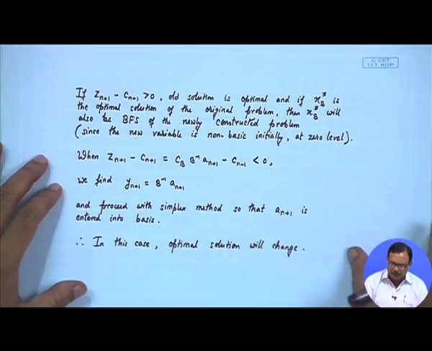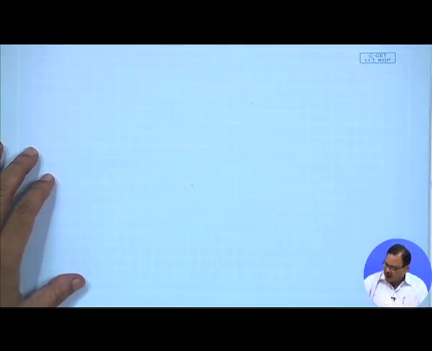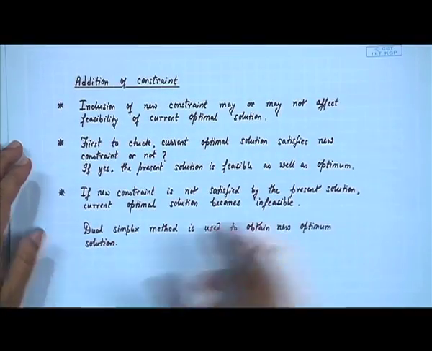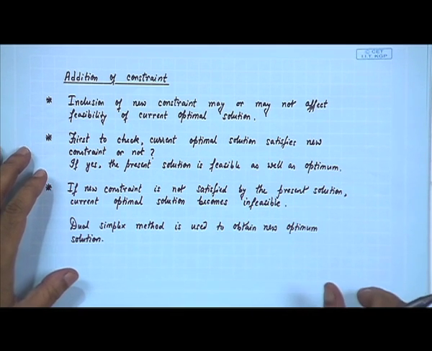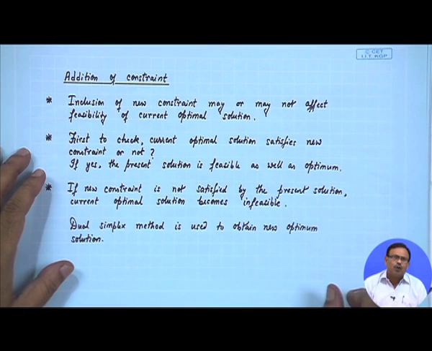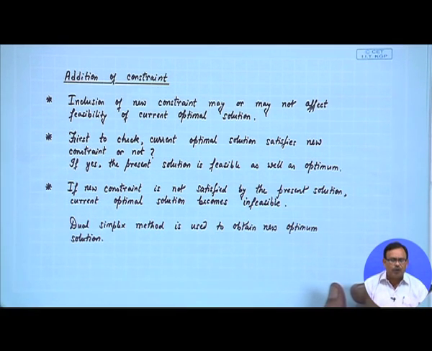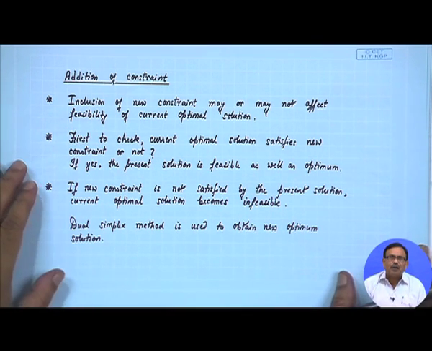to solve the problem. And the last one is, if I want to add some constraints, that is, addition of some constraint. Now, whenever you are including a new constraint, the new constraint may or may not affect the feasibility of the current optimal solution. Please note this one. First, check whether the current optimal solution satisfies the new constraint or not.